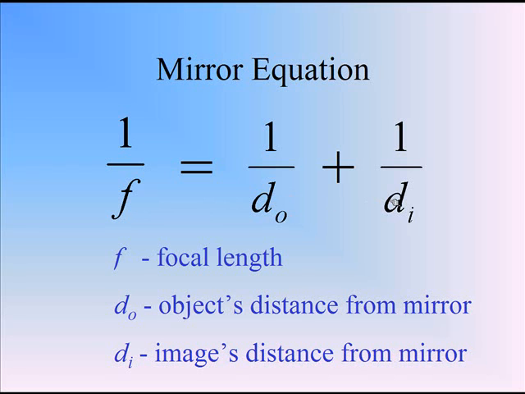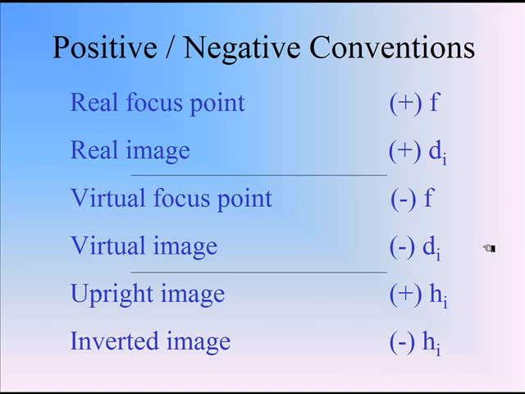And here are some of your conventions. A real focal point is positive F. A real image is positive DI. A virtual focal point, such as on a diverging mirror, is going to be negative F. Virtual images are negative DI. And if the image is above the principal axis, the height is positive. If it's inverted, then it's negative.